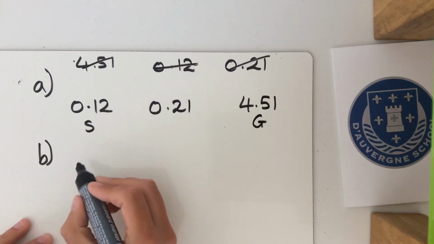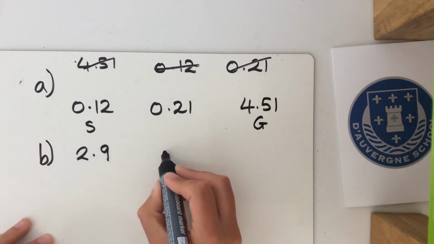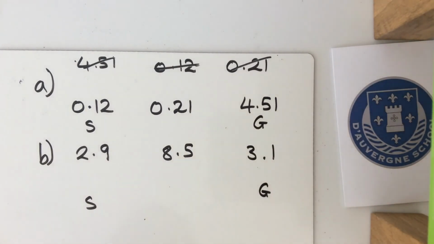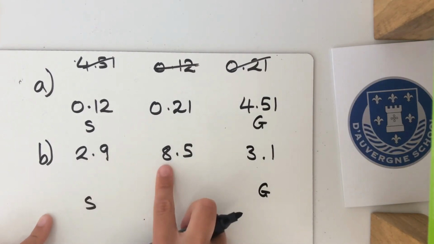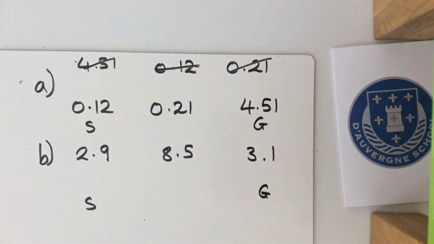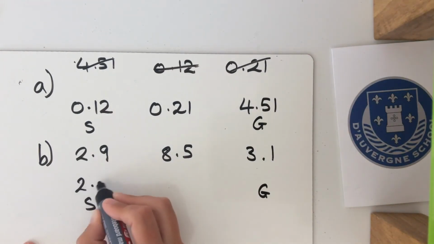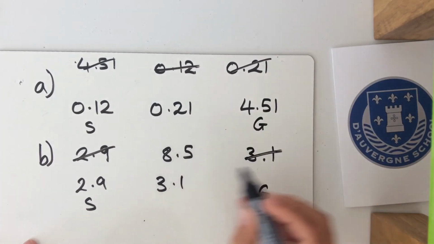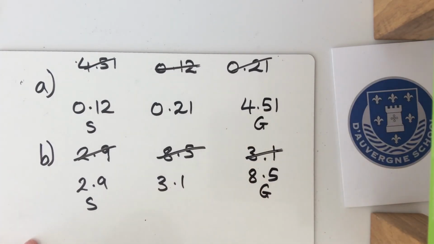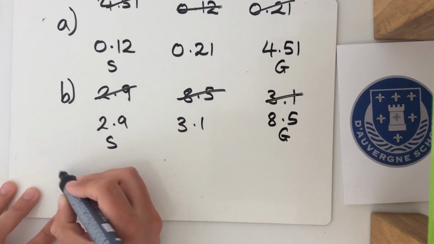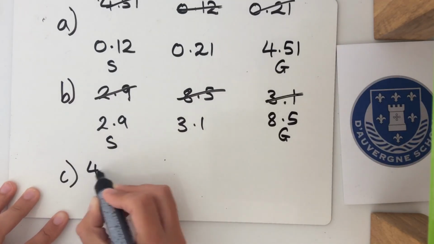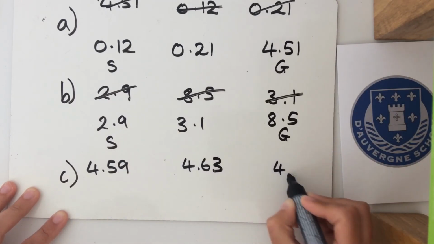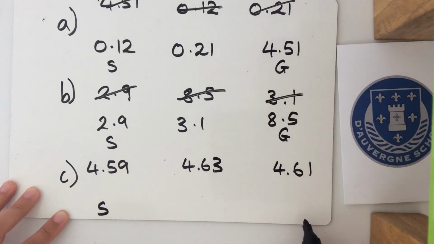B, we've got 2.9, 8.5 and 3.1 from smallest to greatest. Let's look at our ones column. We've got 2, 8 and 3. Our smallest is 2.9. Our next smallest in our ones column is 3.1, and then our greatest is 8.5. And C, we've got 4.59, 4.63 and 4.61 from smallest to greatest.